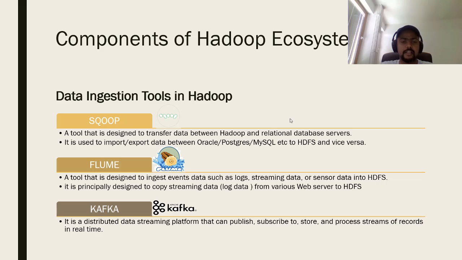So Flume is something which can be used to copy the streaming data from the various source systems and put that data into HDFS. If you remember, HDFS is something which we talked about in the previous lectures, which is basically the distributed file system of Hadoop.